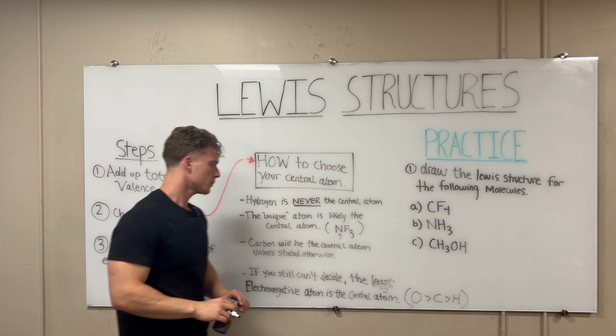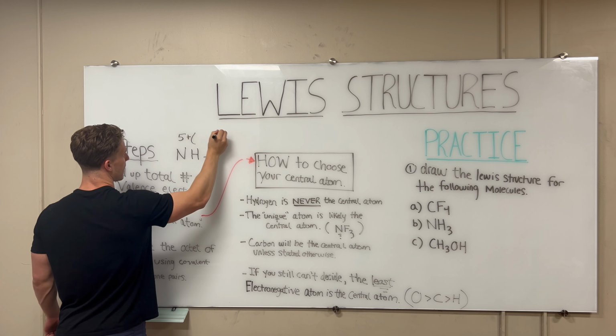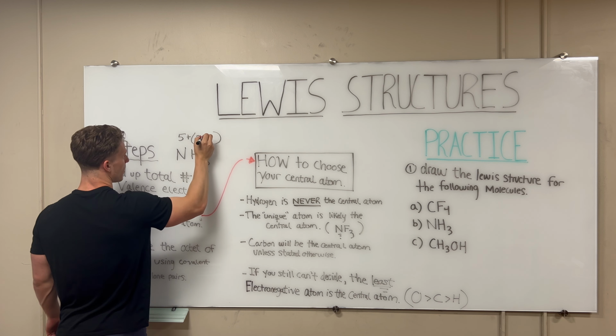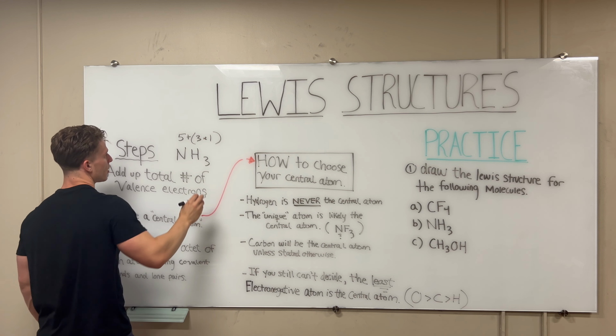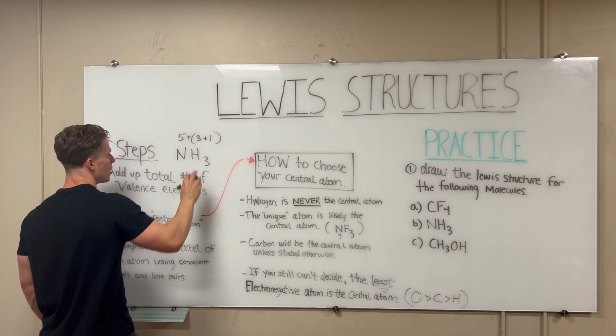So for NH3, let's follow the same steps. We're going to add up the total number of valence electrons. So we have N, we have 3 H's. Now nitrogen has 5 valence electrons, and each hydrogen, there's 3 of them, has 1 valence electron. So 5 plus 3 is 8 valence electrons. So step 1 is done.